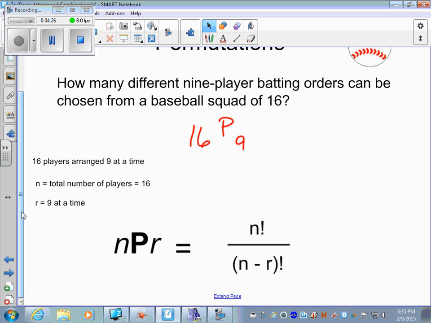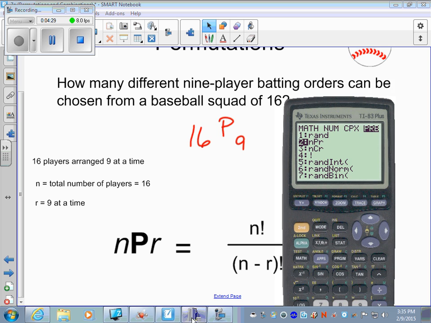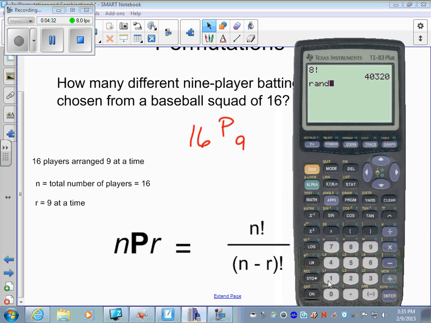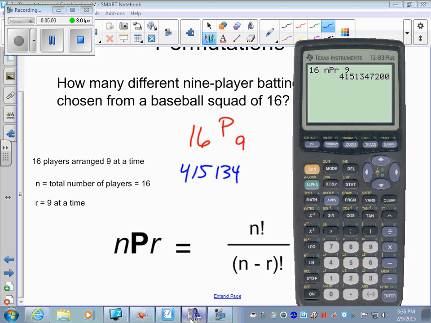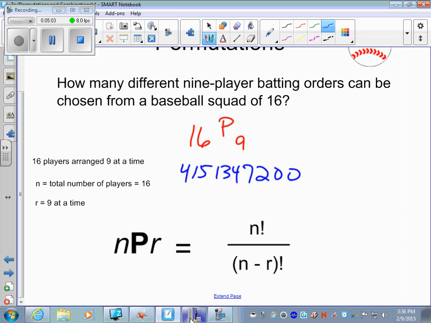So in the calculator, you write 16 first, then math, PRB, nPr, and you choose a 9. Hit enter, and it's a really big number: 4,151,347,200 different batting orders.